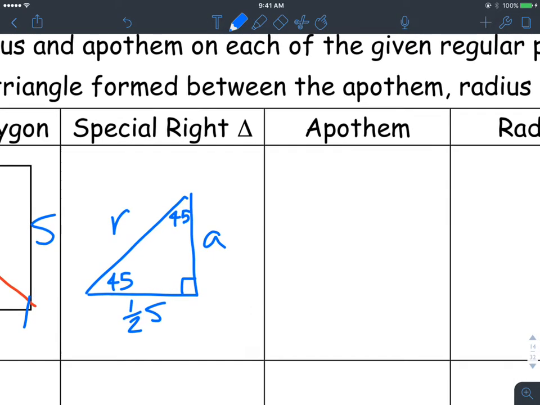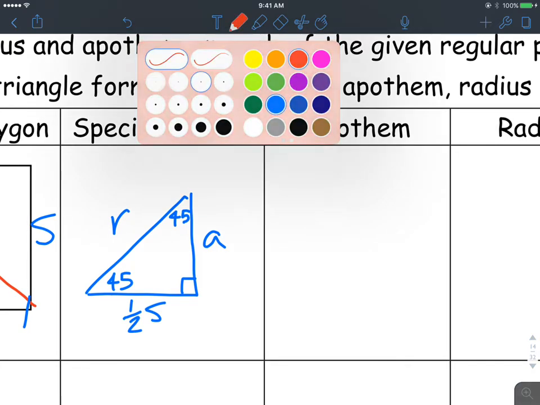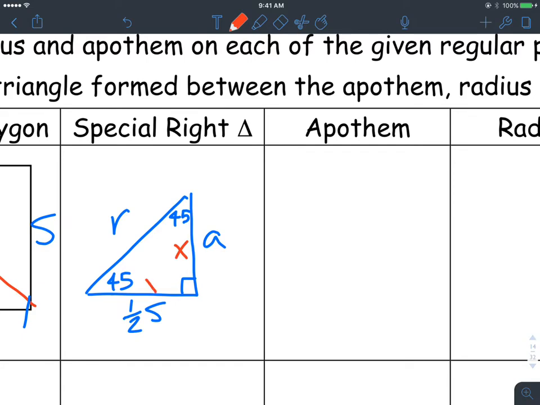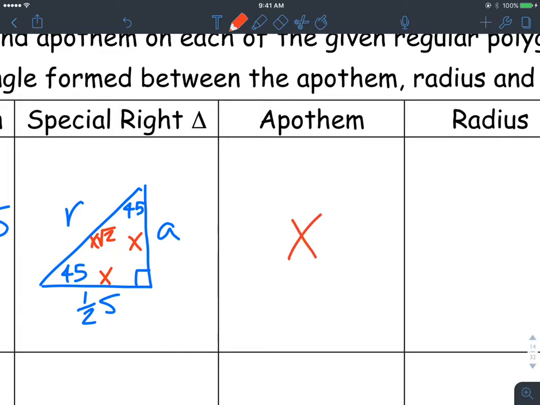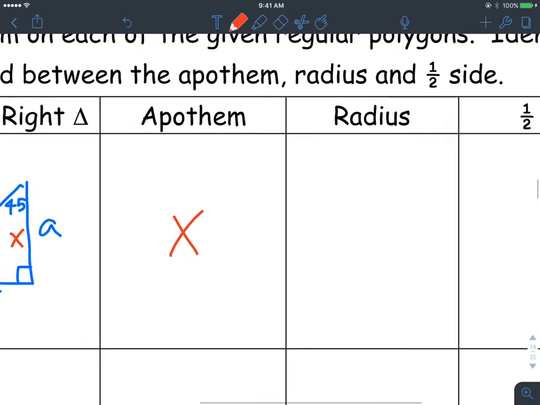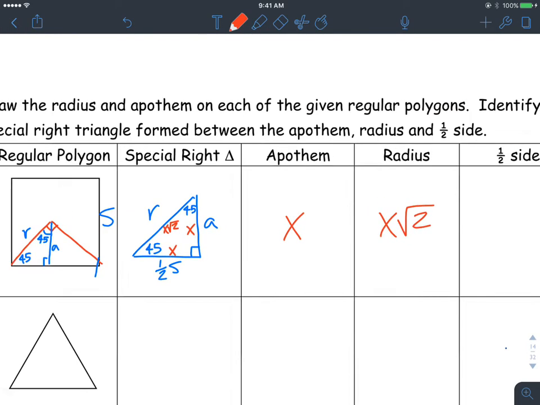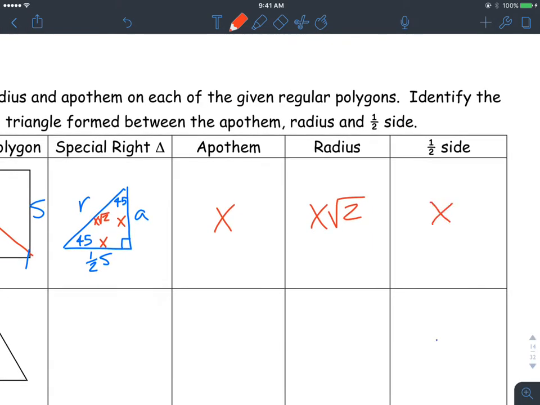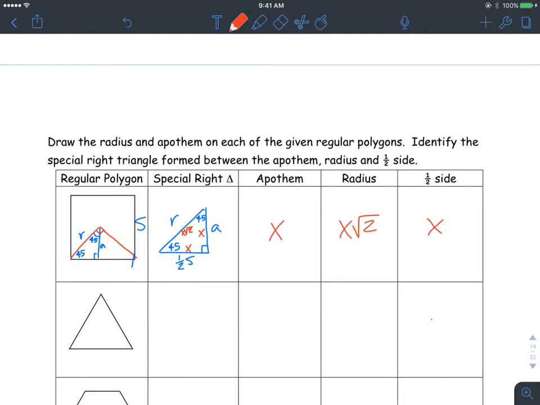We're going to use the ratios that we've been using for the past few days with our special right triangles. So the apothem, that's kind of like our x right there. Our radius is like x root 2, and then the half side is also going to be x. That's the ratio between the apothem, the radius, and the half side of a square. Alright, and then sometimes they're going to give us the radius of a square. And if we have the radius of the square, we can work backwards, find the apothem, and then eventually find the area of the square.